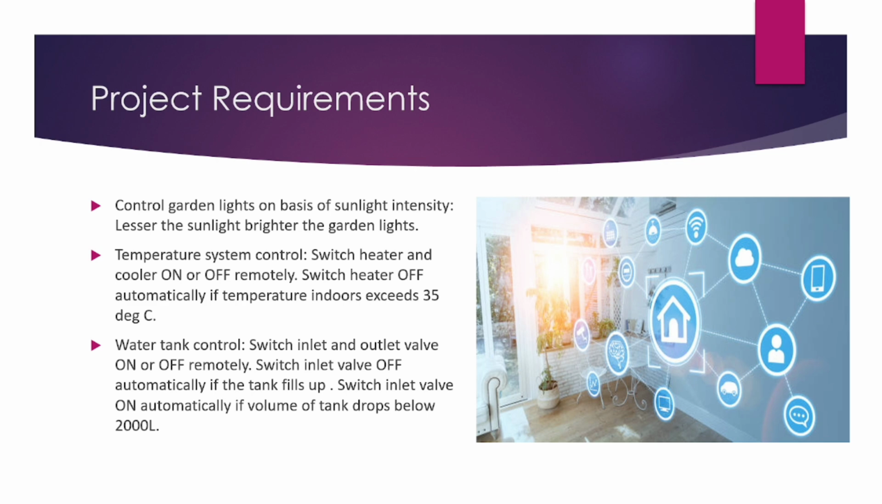So now I'm going to explain about the project requirement, what are the tools we have used, and a demo of the project. Our project is home automation. In this, we have controlled the garden lights on the basis of sunlight intensity. If sunlight is more, garden light brightness must be decreased. If the sunlight intensity is less, garden light should have more brightness. And we will control the temperature system, heater and cooler, through the mobile Blynk IoT hub. We will also monitor the water tank through this automation.